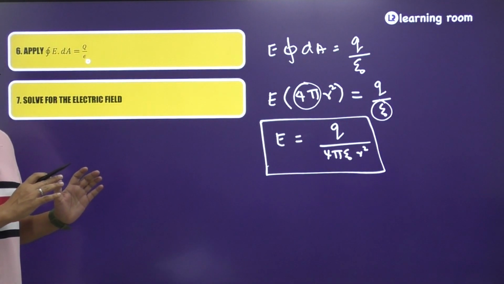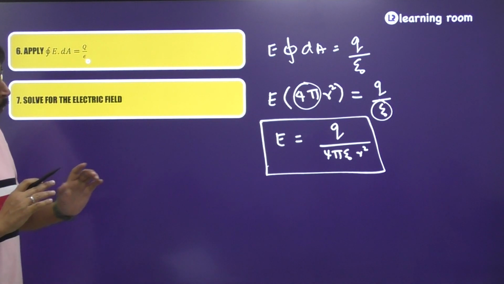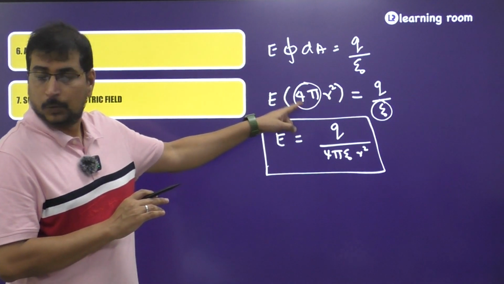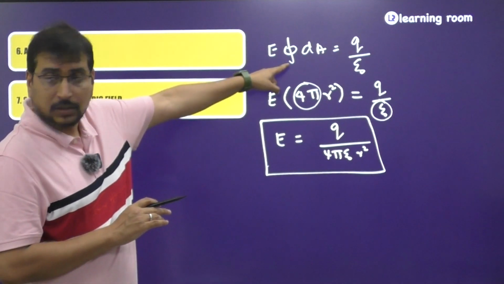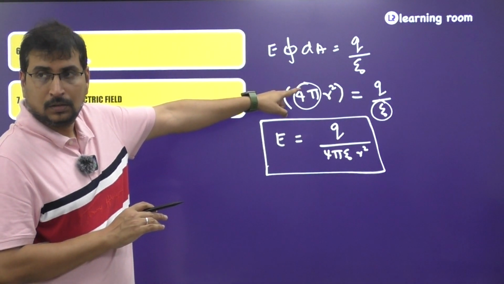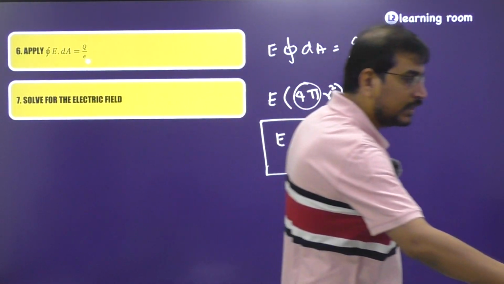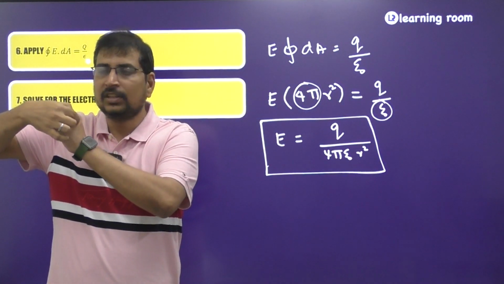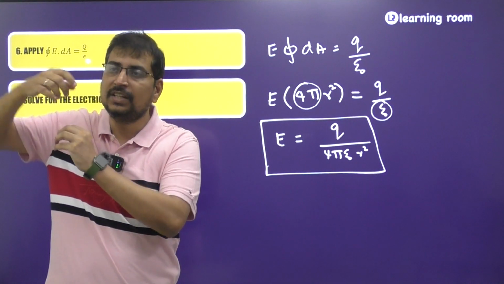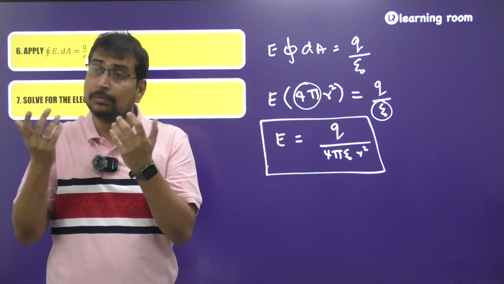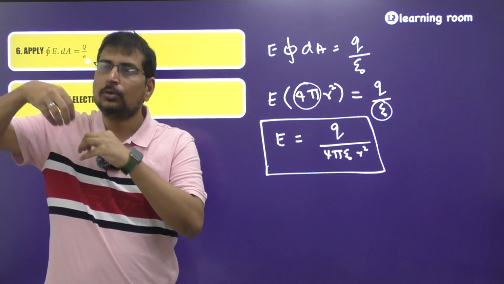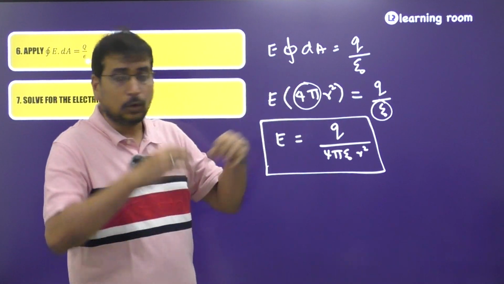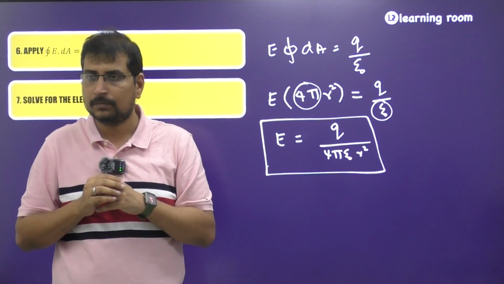Is it clear? No? Which one? This step? You didn't understand why that? This one you are clear? Yeah. So if you take a sphere, you took the dA on that sphere, right? Like that, how many such dAs will be there? Infinite. If you add all those dAs, if you integrate all such dAs, what will you get?